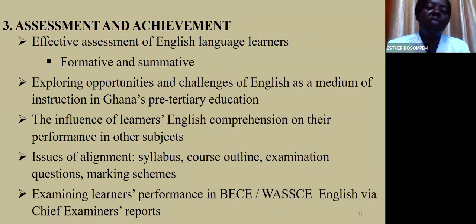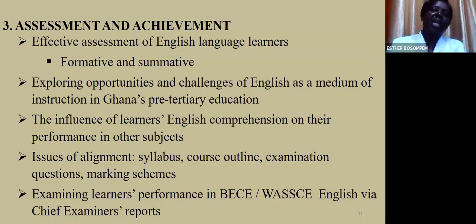So in your country, the policies over there, I don't know if yours is as ours. Ours, we have English as our medium of instruction. So let's look at opportunities and challenges that we come across when we have such policies working for us in our pre-tertiary context. The influence of learners' English comprehension on their performance in other subjects.